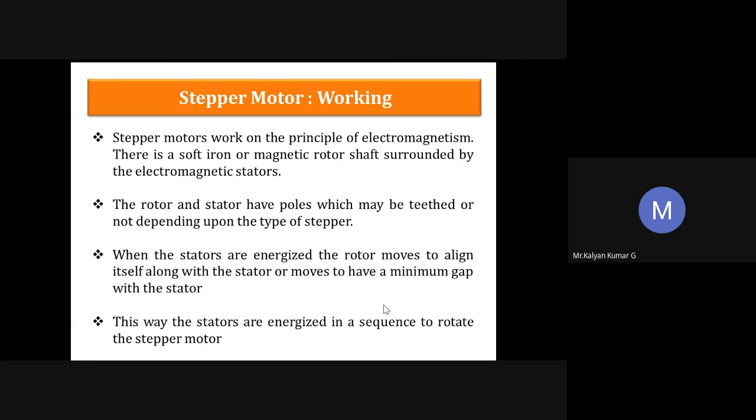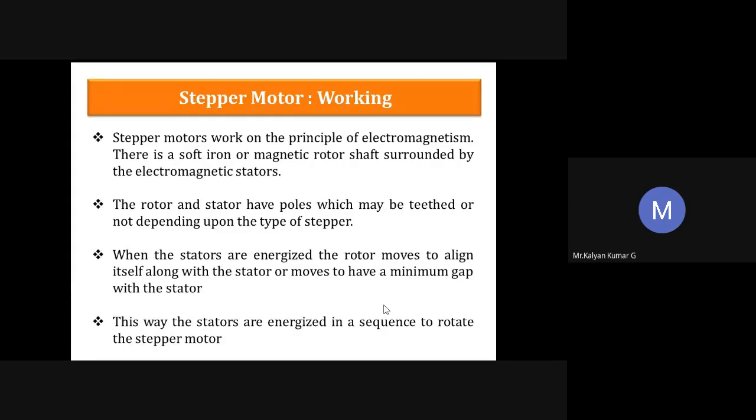Why I call it electromechanical is because a stepper motor converts electrical pulses into corresponding, proportionate mechanical rotational movement. I call it discrete mechanical movement, and you have to remember that word. So I repeat, stepper motors are electromechanical devices which convert electrical pulses into proportionate discrete mechanical rotational movement.